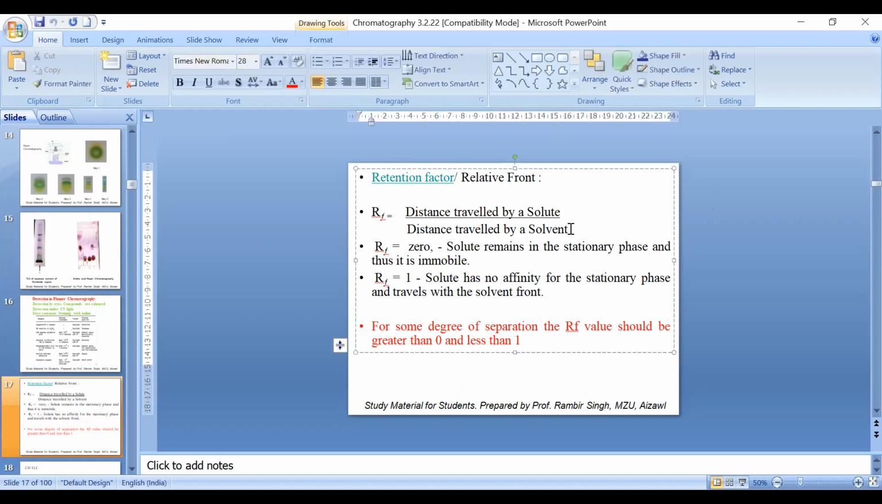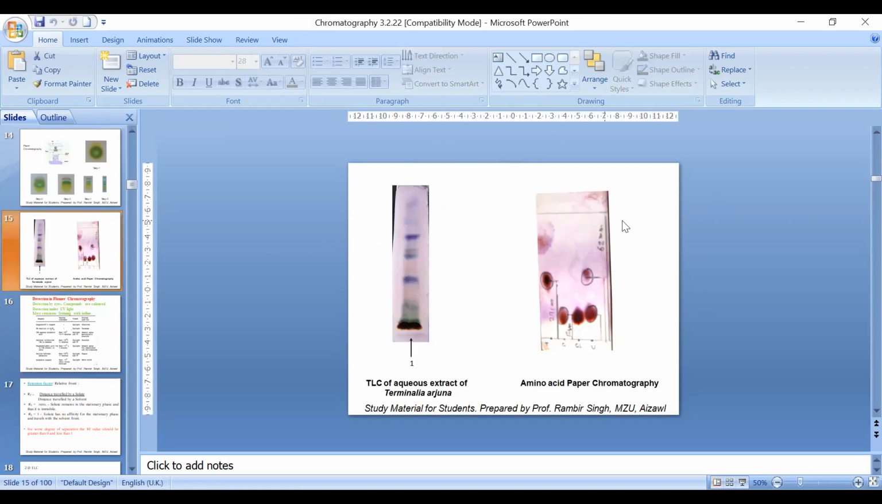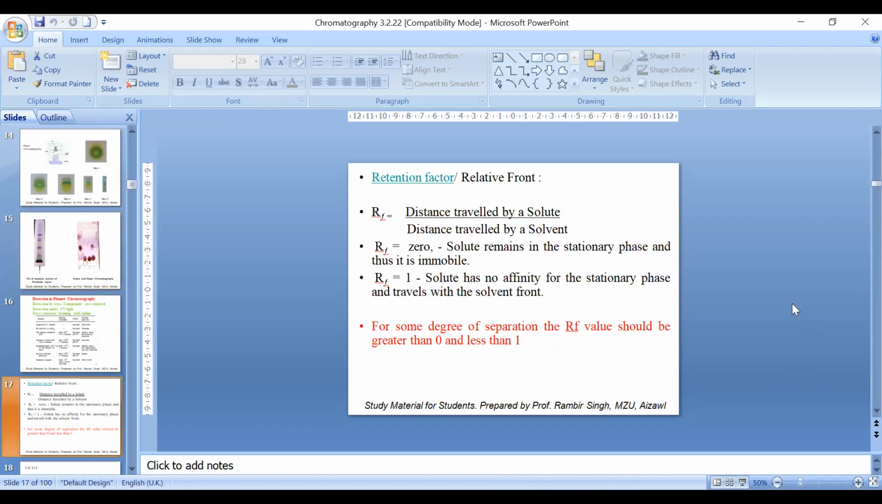Now the solvent will always travel fastest. So the solvent always will have the maximum distance traveled. Like here you see in this case, the solvent has traveled around 6.2 centimeter. But the compounds, you see, are not traveling as fast as the solvent is. You got it? So we can calculate the Rf value based on the distance traveled by the solute divided by the distance traveled by the solvent.